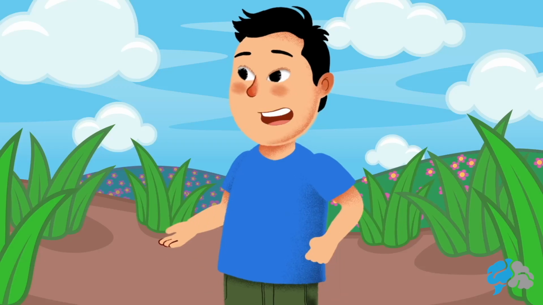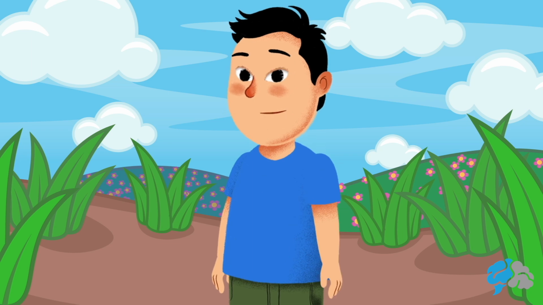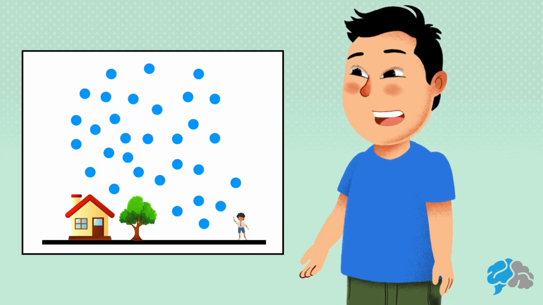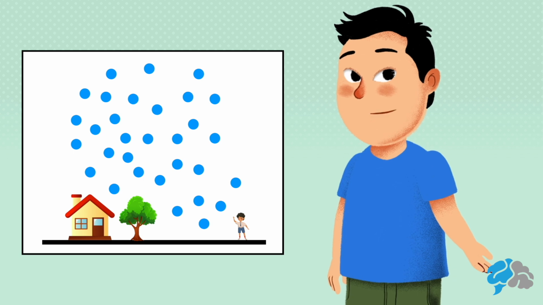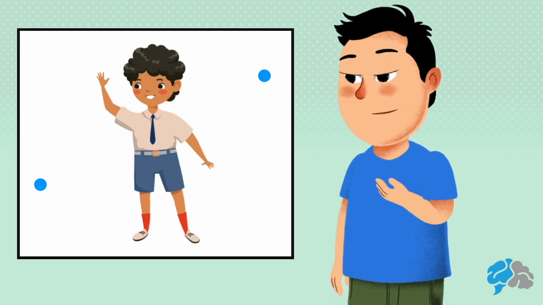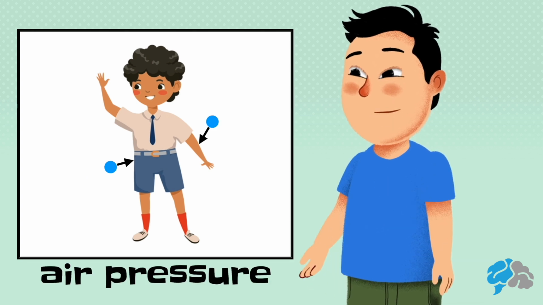You might think the sky is just sitting there above our heads, but it's actually pushing down on us. The atmosphere is made up of tons and tons of tiny particles. We can't see them, but they're moving around in every direction all around us. When these particles bump into people and objects, they push down on those things with a force called air pressure.